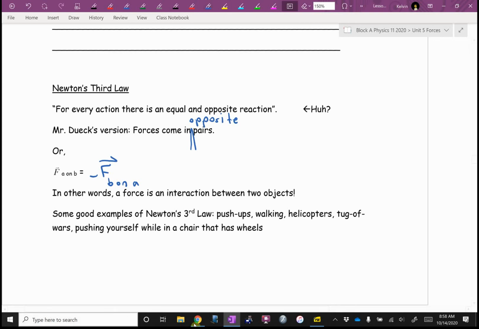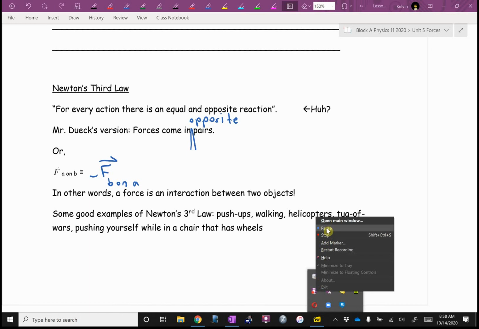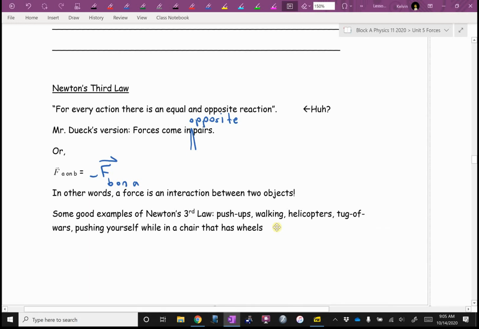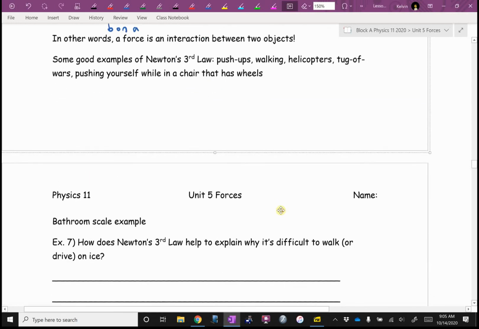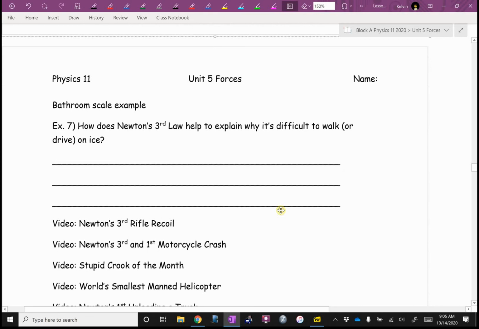Let me give you some good examples here. I have to pause the video for a second. I have to stand up. So I've done my Newton's third rant. Oh, bathroom scale example. Yes.